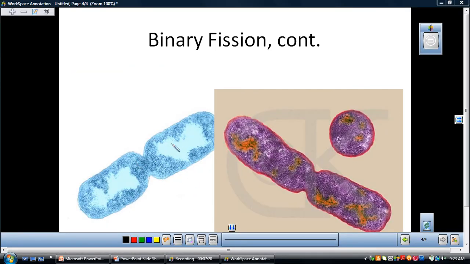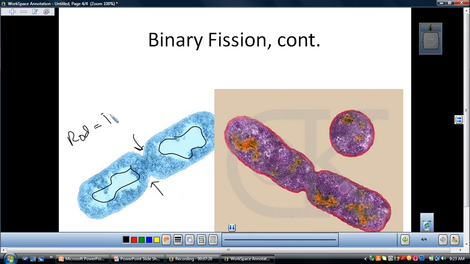You can see this is a true electron microscope picture. Here's the DNA in this one. There's the DNA in this one, and you can see the cell's already gone through cytokinesis. So these are rod-shaped bacteria. If you remember, that's bacillus. This is going way back to Unit 1.